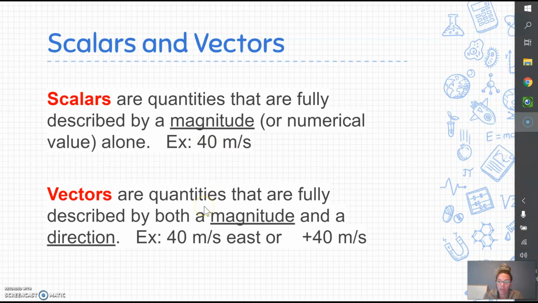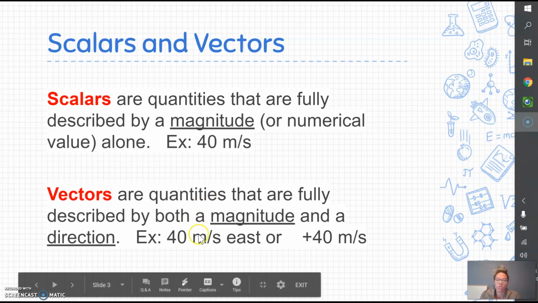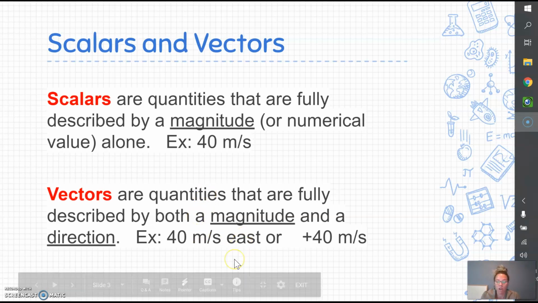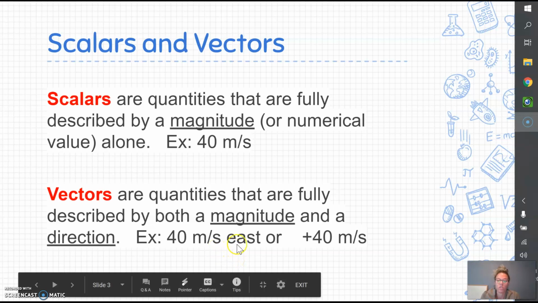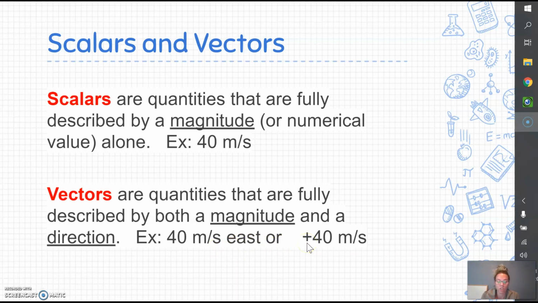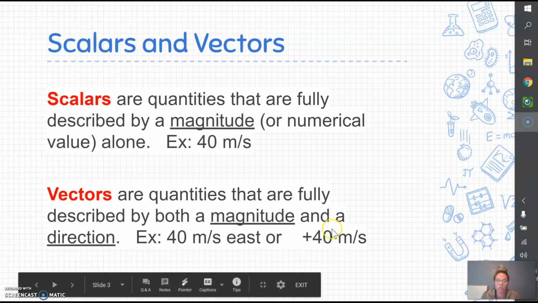Vectors, on the other hand, are quantities that are fully described by both a magnitude and a direction. So remember, we can use east, we can use positive or negative signs to denote direction, we can use cardinal directions, we can say towards Denver or away from Denver, but we need to give a numerical value and a direction.